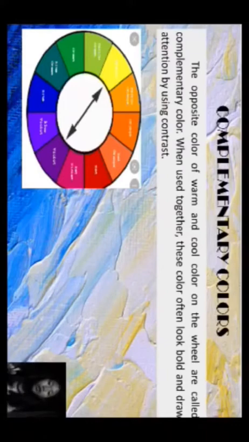And when used together, magkakaroon siya ng bold na effect na yung it will attract our eyes. This will look bold and draw attention. Magkaka-attract because of its high contrast.